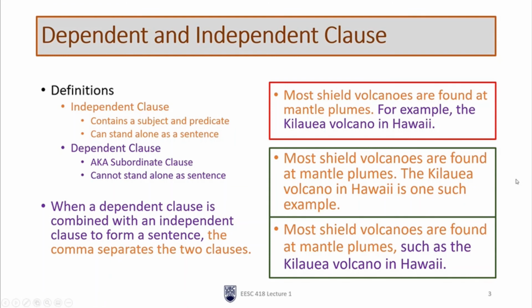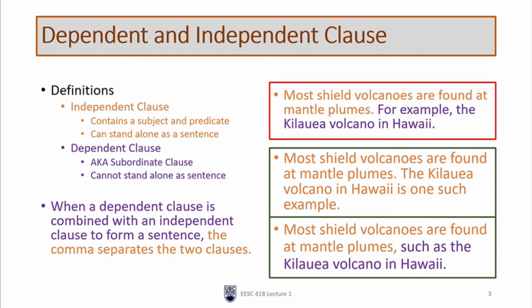Another way to fix this is to simply change the wording, keeping it a dependent clause but fusing it to the previous independent clause to form a complete sentence. Most shield volcanoes are found at mantle plumes, comma, such as the Kilauea volcano in Hawaii. Now we have an independent clause plus a dependent clause in the same sentence. And as I've shown on the left, when a dependent clause is combined with an independent clause to form a sentence, the comma separates the two clauses.